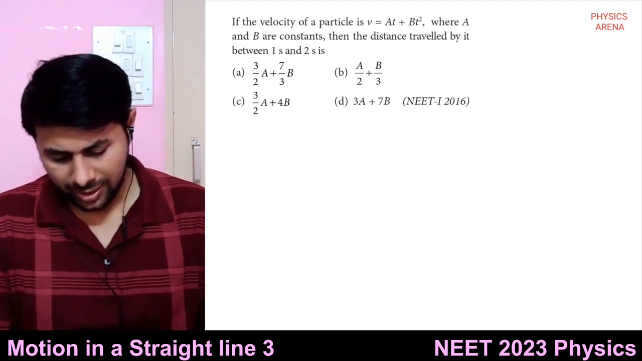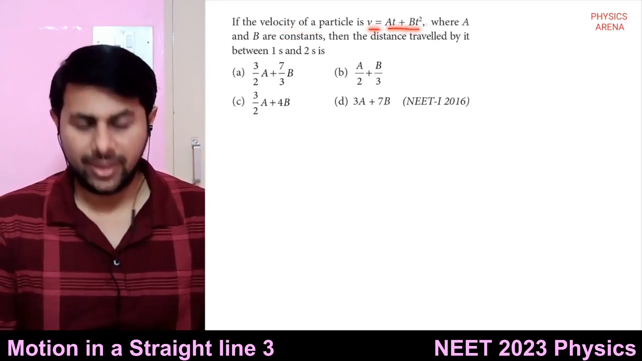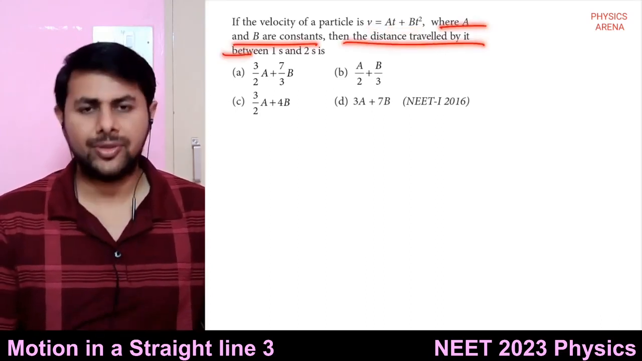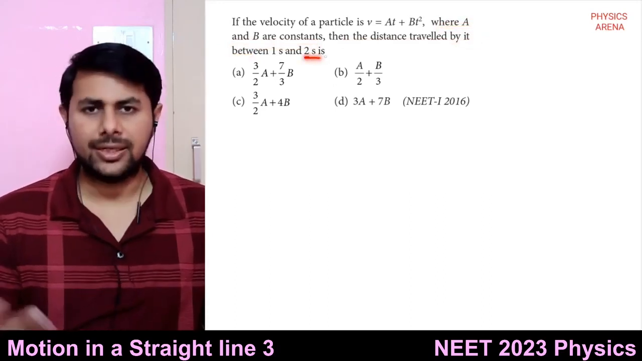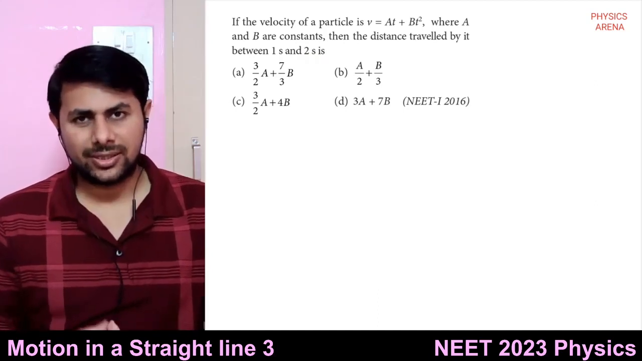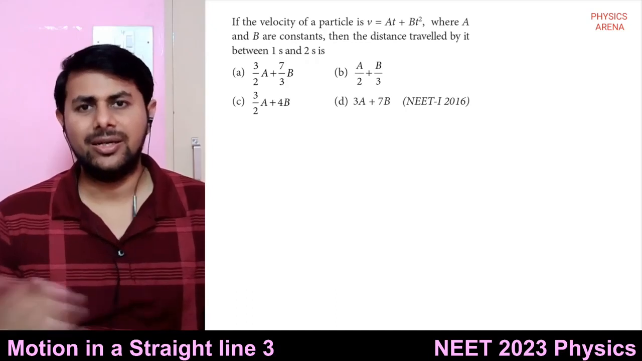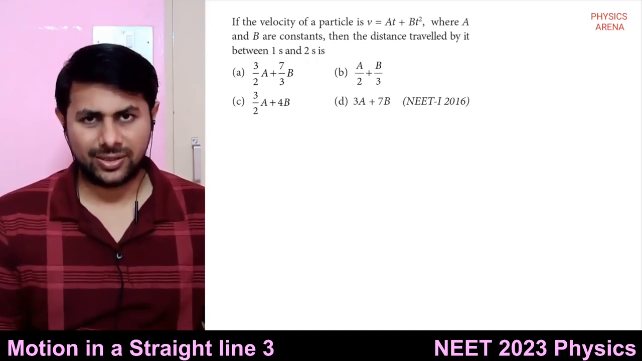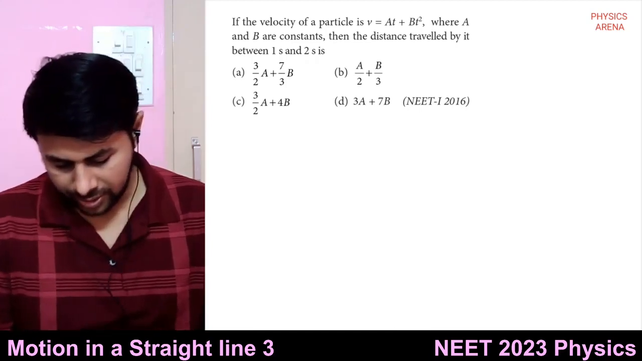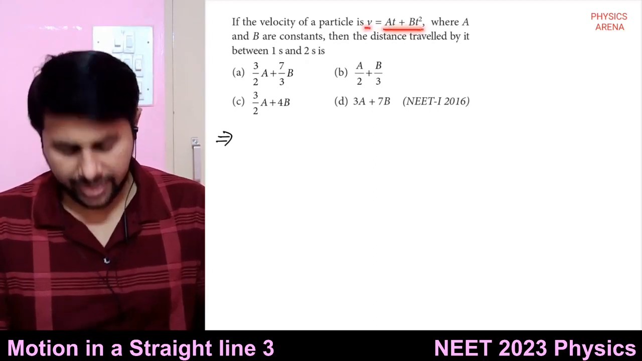Next question. If the velocity of a particle is v equals at plus bt square, where a and b are constants, then the distance traveled by it between 1 second and 2 seconds is. So we know what is distance traveled. It is the area under the velocity versus time curve, and mathematically it is the integral of velocity from a particular time to a particular time, so from initial to final time.